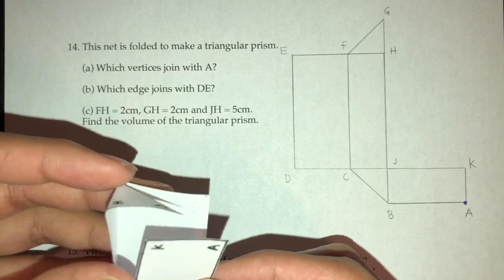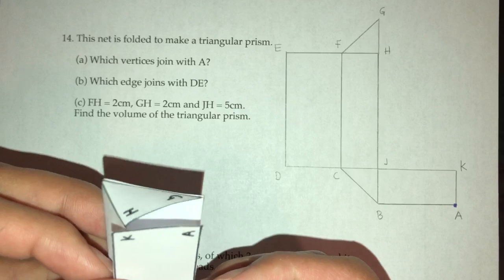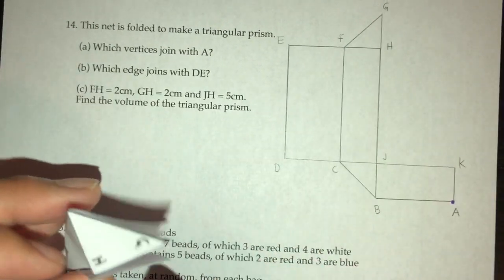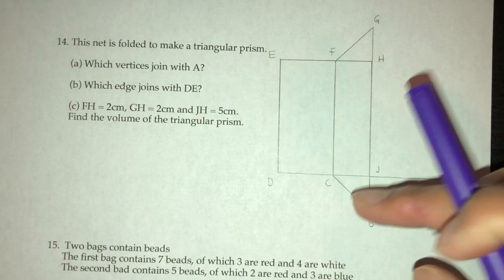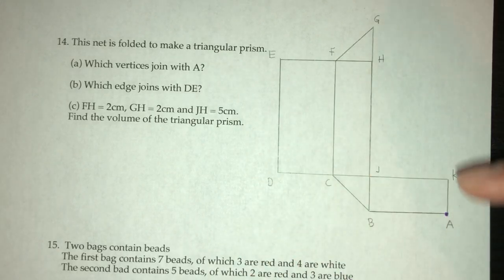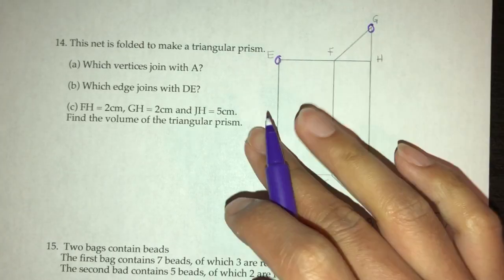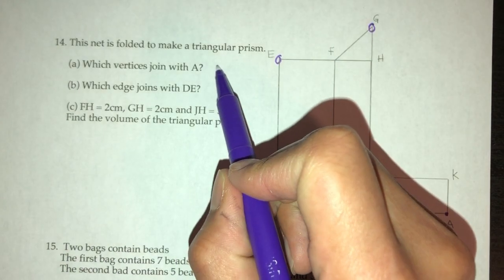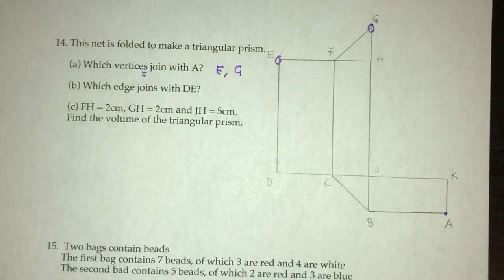Now, which side touches A? If you observe, A is here. The sides here, you can see, are E and G, right? So basically the idea here is you fold this up. When you fold this up, you close this up, you put this up here. The side that touches A will be this side, G, and then this side. When you close this, this will be touching here. So your answer for part A will be E and G. Also, here you see vertices, it means more than one, so E and G will be your answer.